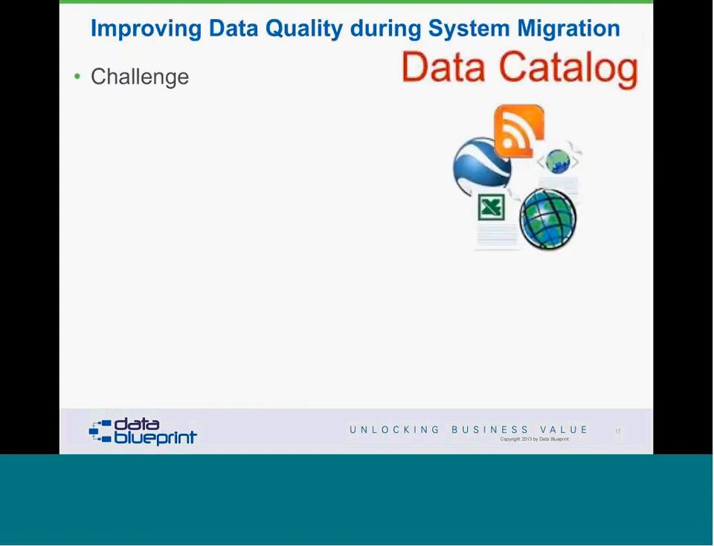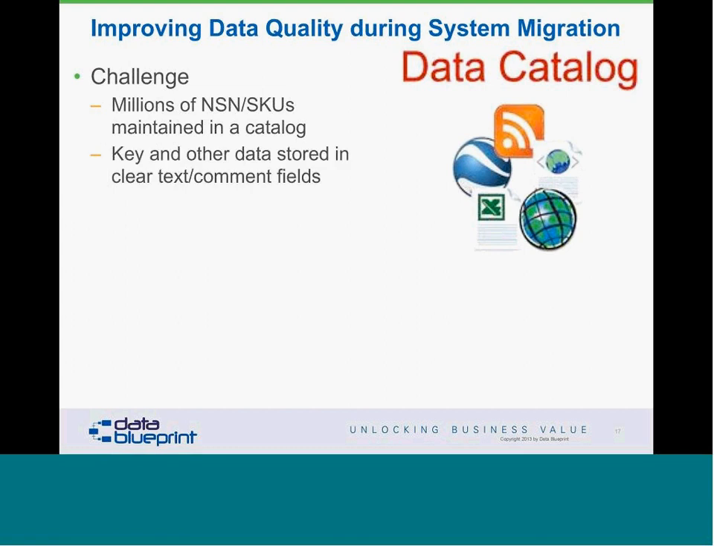So let me give a very specific example on this as well. This is a customer that we worked with a couple of years back that had a catalog of information that had lots and lots, millions literally, of SKUs. SKU is a stock keeper's unit, or if you want to look at it in another context, an NSN, a national stock number, that were maintained in a catalog here. And the key information and other data about the data was stored in clear text or comment fields. Again, not a very useful, certainly not a very accessible way of doing this.